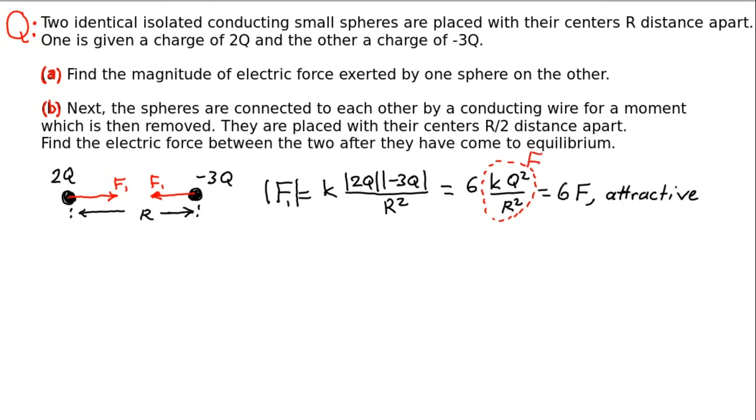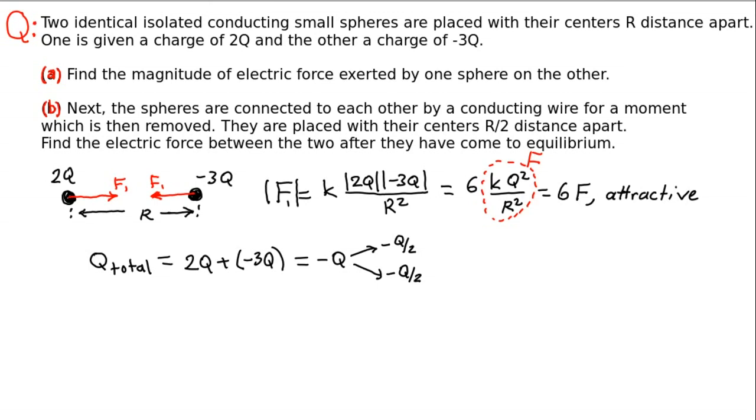Now the next part: the spheres are connected to each other by a conducting wire for a moment, which is then removed. 2q plus negative 3q gives us negative q, and we distribute this total charge equally because they are identical spheres.